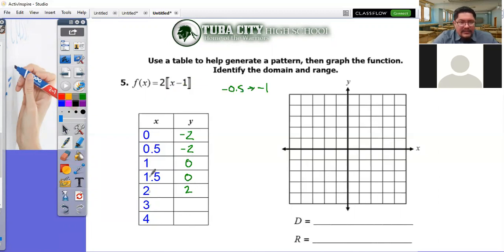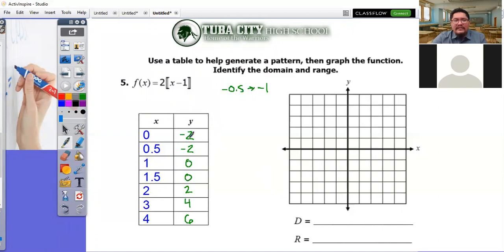And then let's try 3. And again, we only need a few of these half numbers or in between numbers. Decimal numbers, I guess, is probably the best way to explain it. 3 minus 1. So 3 minus 1 is going to be, well, 2. 2 times 2 is 4. And now we have 4, plug in 4 as x. 4 minus 1 would be 3. 3 times 2 is 6. And again, this should help us get the pattern.